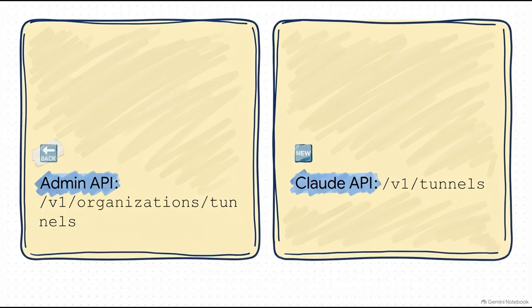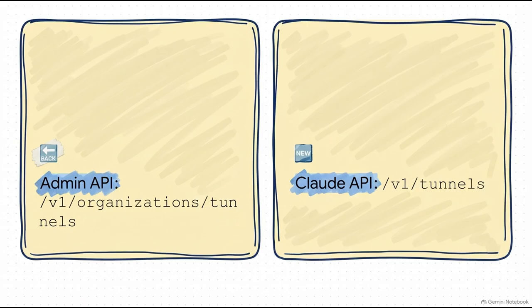Previously, if you wanted to manage your MCP tunnels, you were routing those requests to the admin API, right? Specifically via the /v1/organization/tunnels endpoint. But as of this update, that home is gone. Everything is officially moved over to the Claude API, and the path itself is simplified way down to just /v1/tunnels.